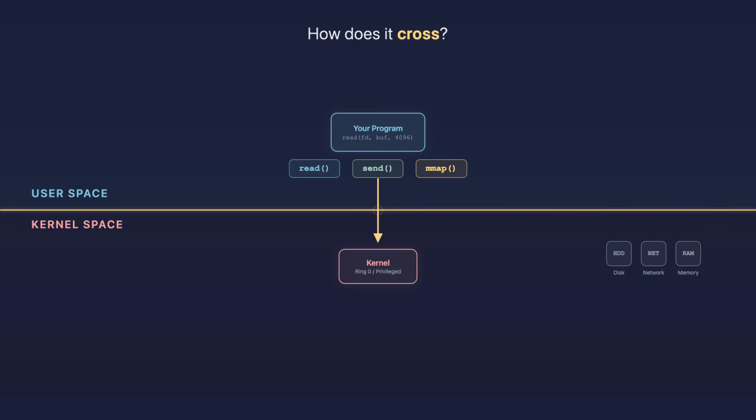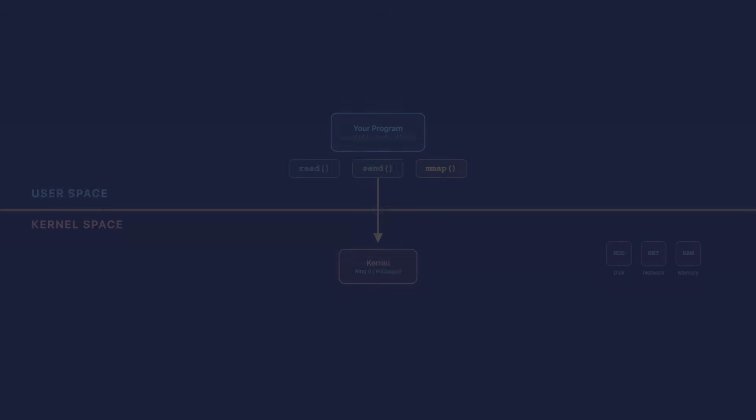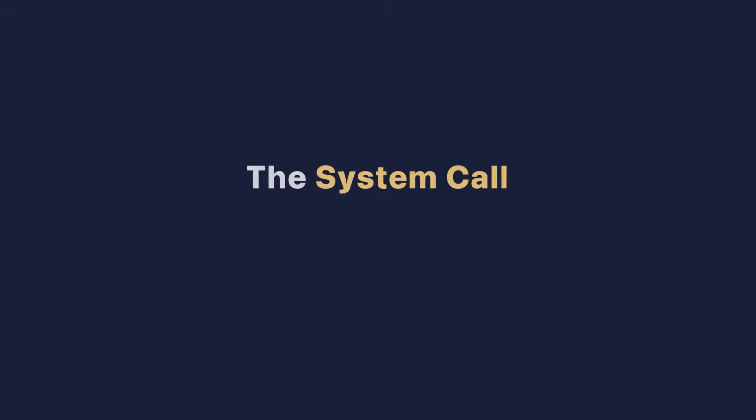So how does it cross? What actually happens at that wall? That's what we're going to explore today. The system call, the hidden gateway between your programs and the kernel.